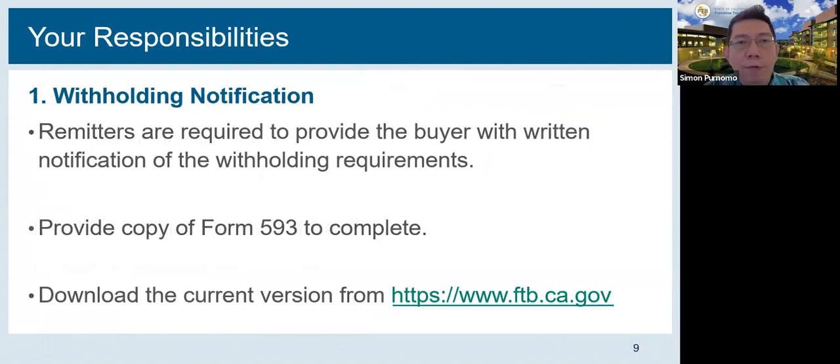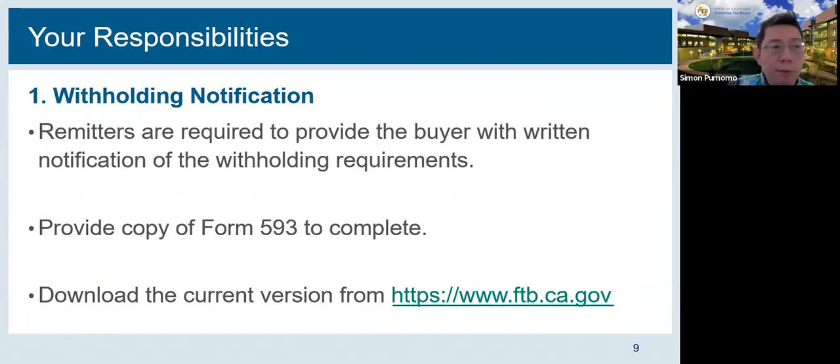As the remitter, your first responsibility is withholding notification. Remitters are required to provide the buyer with written notification of withholding requirements, and then provide a copy of Form 593 to complete, and you can download the most current version from our website here.